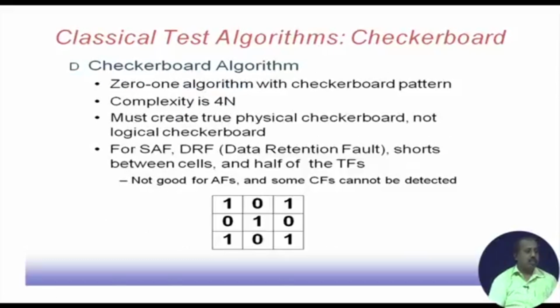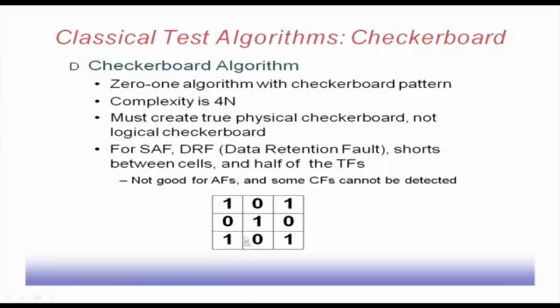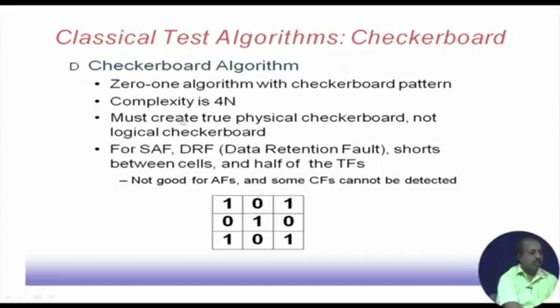Another algorithm is known as the checkerboard algorithm. This is again a 0 1 algorithm with a checkerboard pattern. Checkerboard pattern means that at any point of time when you have completed one particular template of the march sequence, the pattern in the memory should be like this. Alternate locations will have ones and zeros. Again, the complexity is 4 into n.